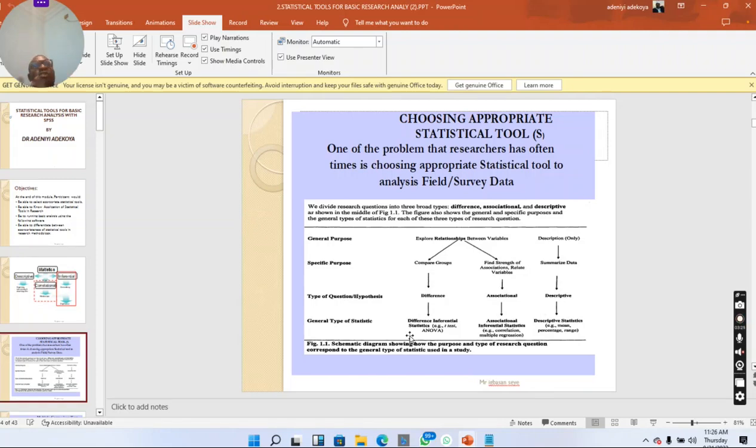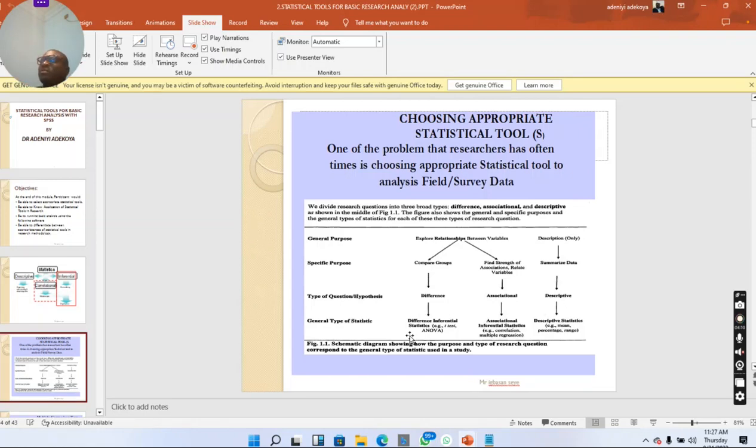Alright? If the aim is to explore relationship between variables, then you want to ask yourself, is it aimed at making comparison between groups? To know that from the general purpose objective, at that point you might just need to describe. But when you now break it to specific, because in trying to break down the objective to specific, you're not trying to break down the independent variable into several components. So you're asking yourself, is my aim to compare the groups? Is my aim to find the strength of association between the variables? Because in the specific objective, you would have been able to extract several other variables.